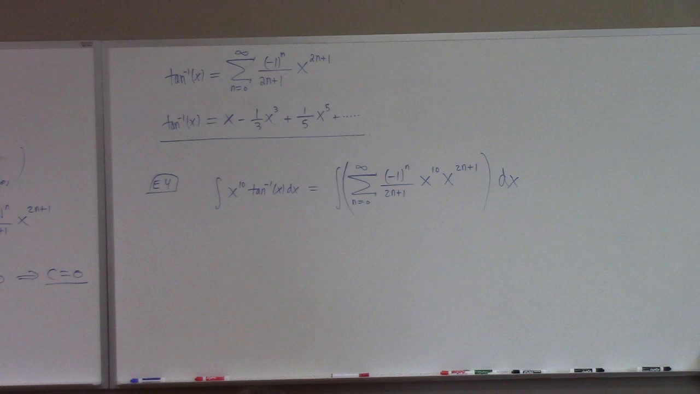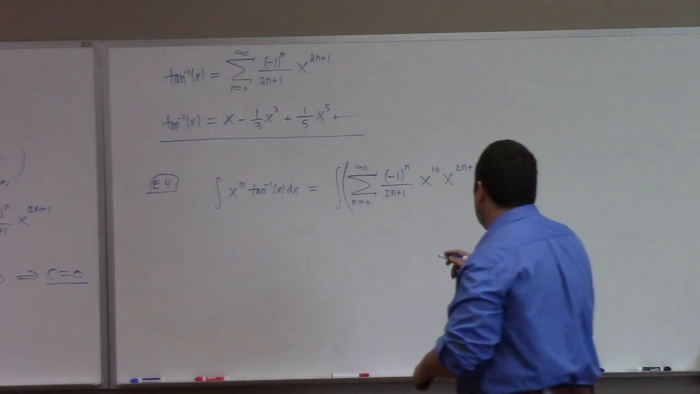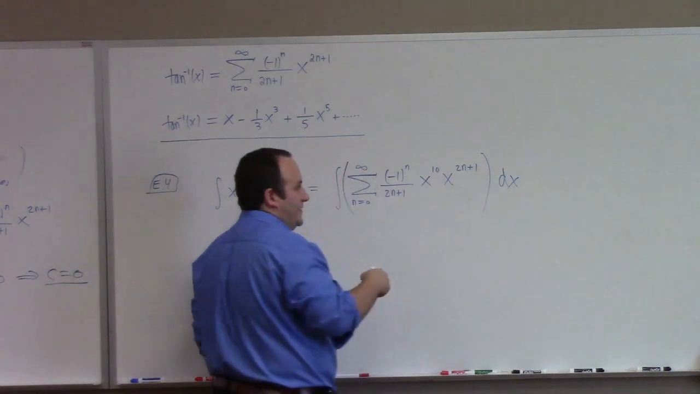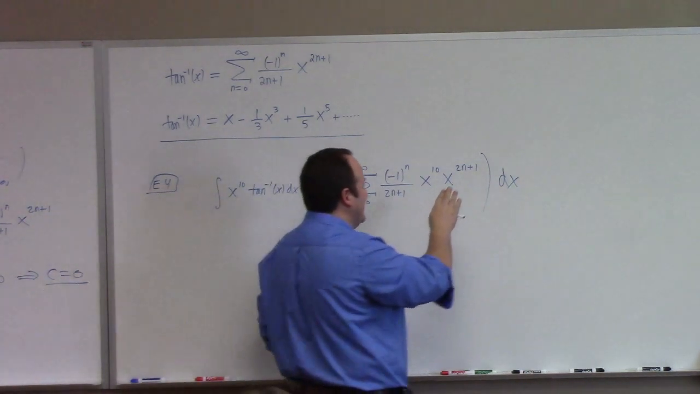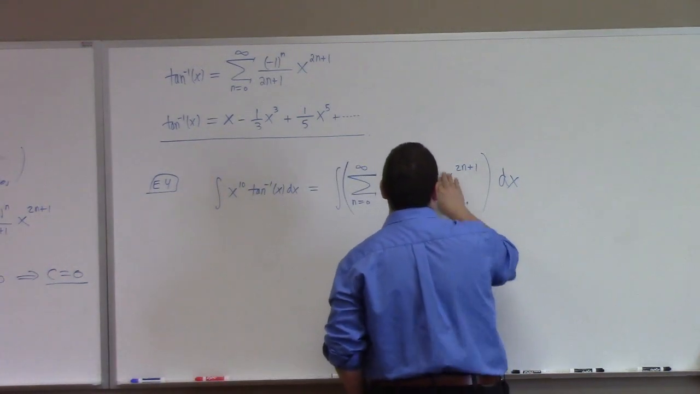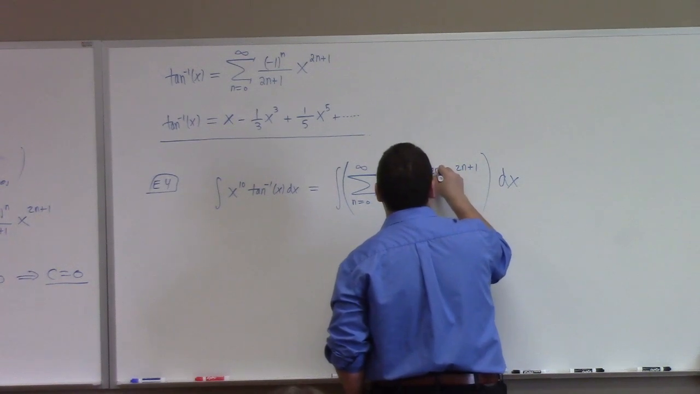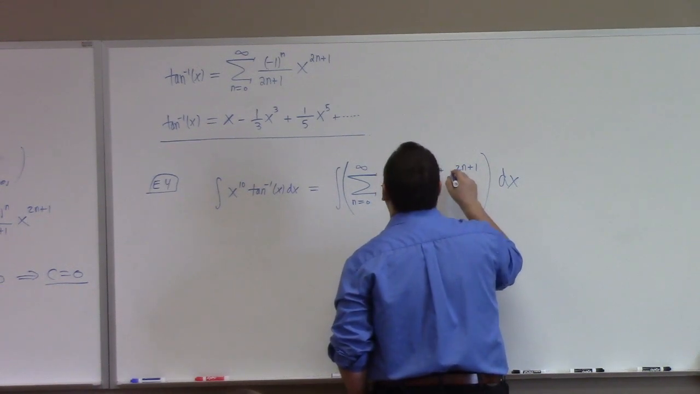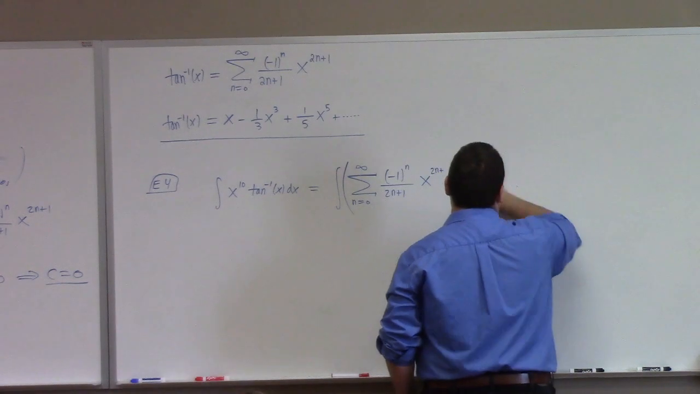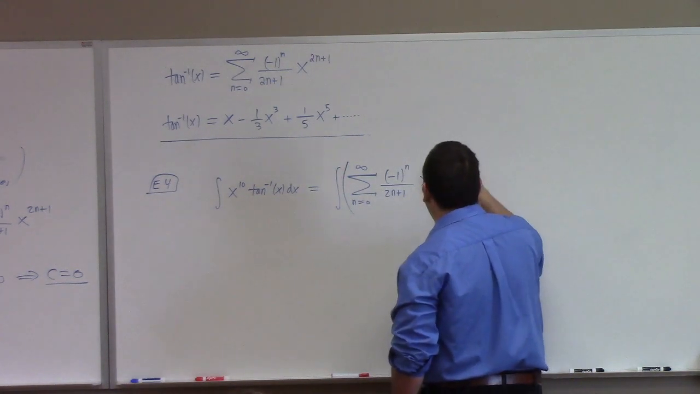Using example 3. So yeah. Of course, if you'll allow me, I'm going to clean it up at this step. So this is actually x to the what? 2n plus what? Plus what? Plus 11. Thank you.